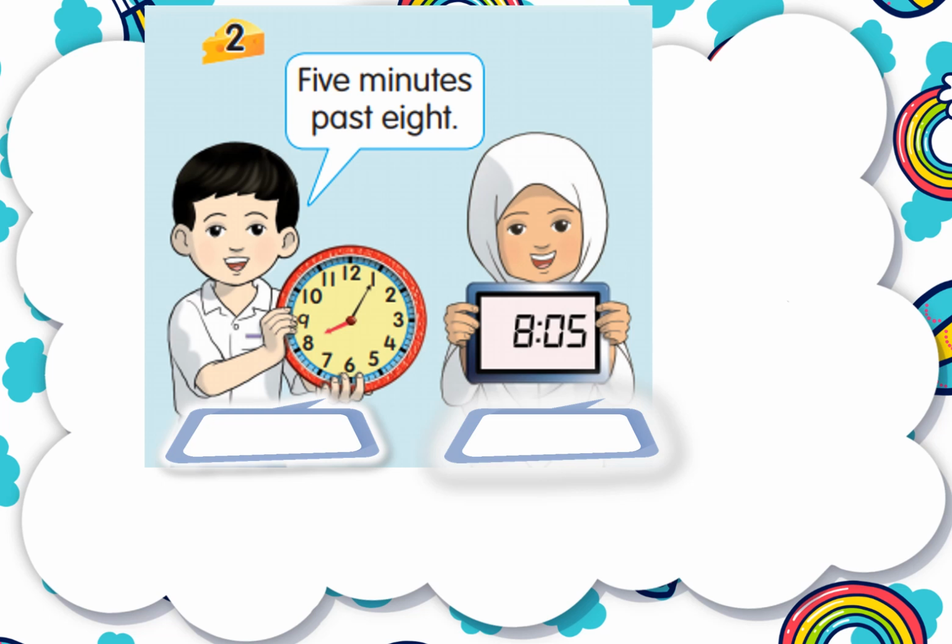Look at picture number 2. Both the boy and the girl show a clock. One is an analog clock and one is a digital clock. Both clocks show 5 minutes past 8. You look at the minute hand: it points to number 1, which means 5 minutes, and the hour hand points to number 8, which is 8 for the hours, so 5 minutes past 8.